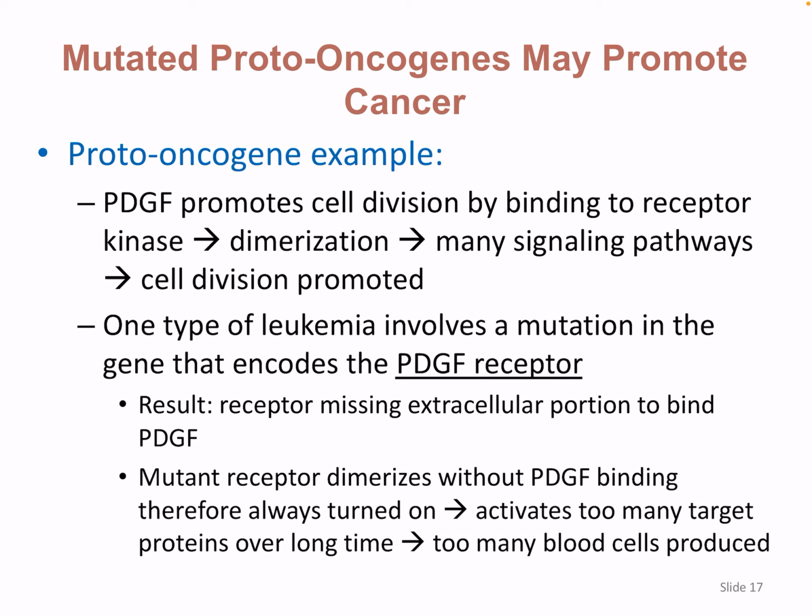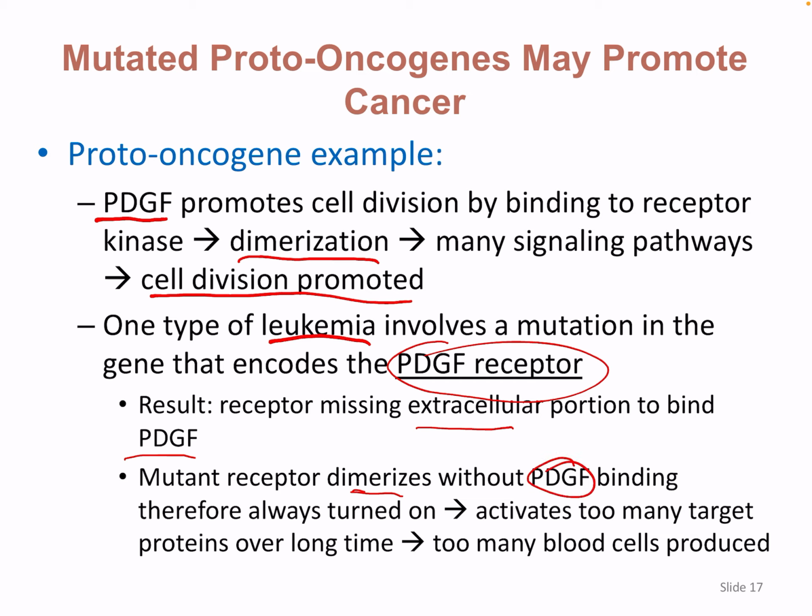For example, platelet-derived growth factor, PDGF, promotes cell division by binding to a receptor kinase. This results in dimerization and many signaling pathways, which cause cell division to be promoted. One type of leukemia, a cancer of your white blood cells, involves a mutation in the gene that encodes the PDGF receptor. The result is a receptor missing the extracellular portion to bind to PDGF. This mutant receptor dimerizes without actually binding to platelet-derived growth factor and is therefore always turned on. This activates too many target proteins over a long time, and too many blood cells are produced.